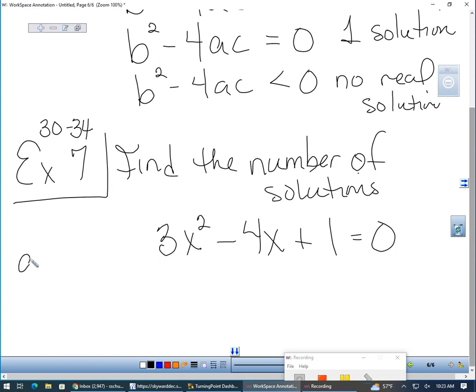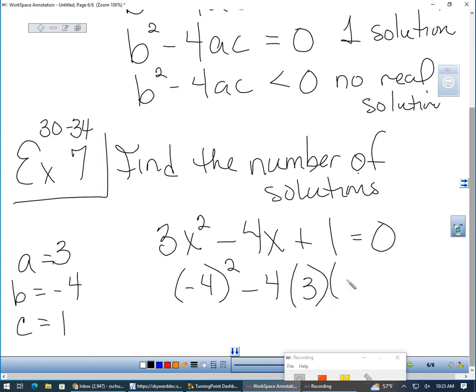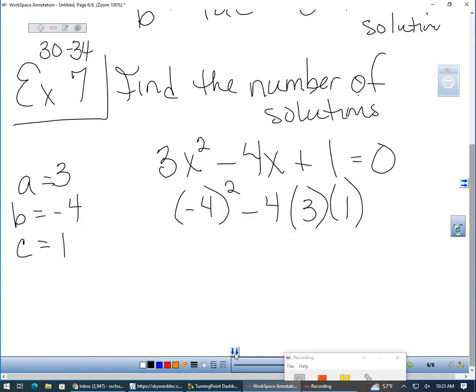All right, so my A value is 3. My B value is negative 4. And my C value is 1. So I start with my B. I have negative 4 squared, right, because I'm putting it into b squared minus 4ac. So I have negative 4 squared minus 4 times 3 times 1. Tell me what you get. 16 minus 12, I agree, is 4.